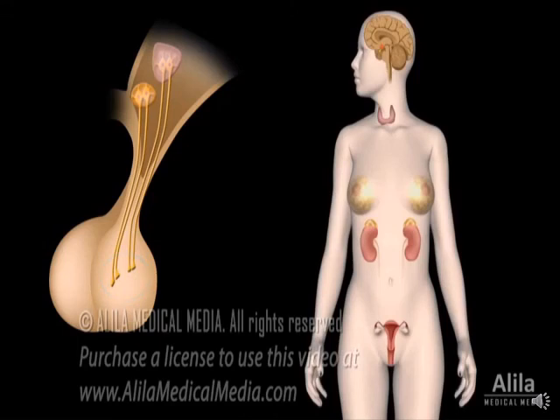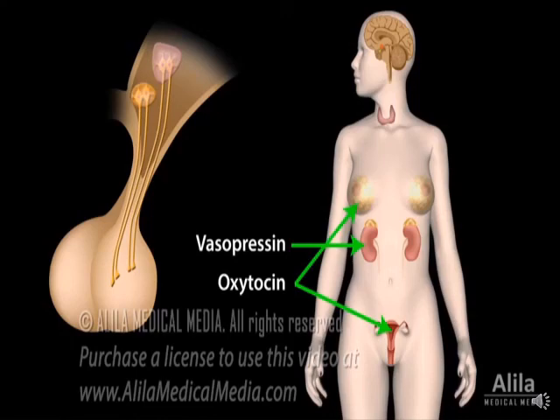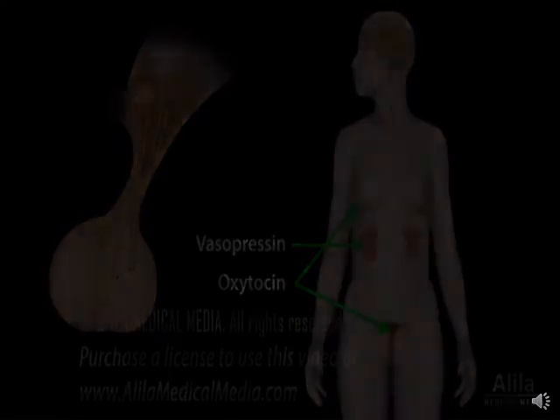Two hormones have been identified so far: vasopressin, also known as antidiuretic hormone, ADH, which acts on the kidneys to retain water, and oxytocin, which causes the uterus to contract during childbirth and stimulates contractions of milk ducts in lactating women.